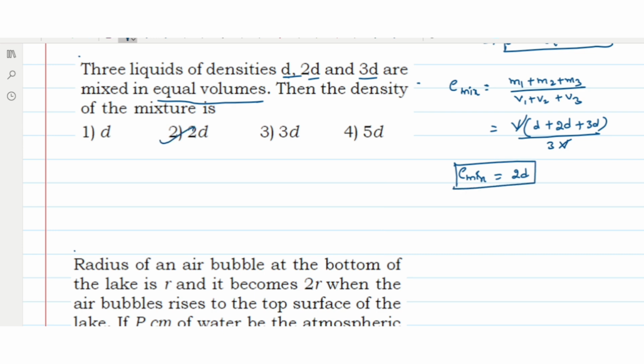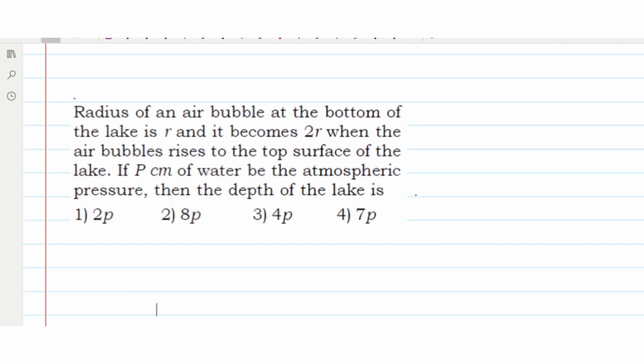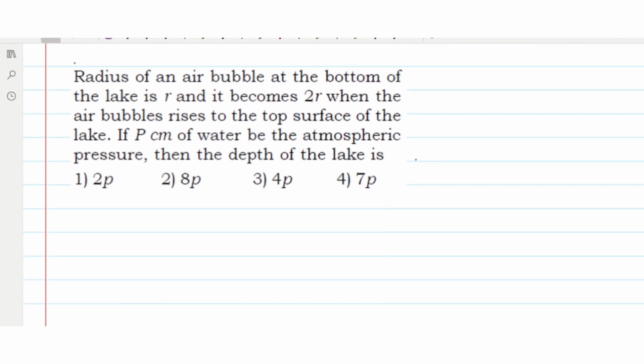So this will be the correct answer. Now look at the next question. The radius of an air bubble at the bottom of the lake is given as r. It becomes 2r when the air bubble rises to the top surface of the lake. If P centimeters of water is the atmospheric pressure, then they are asking for the depth of the lake.